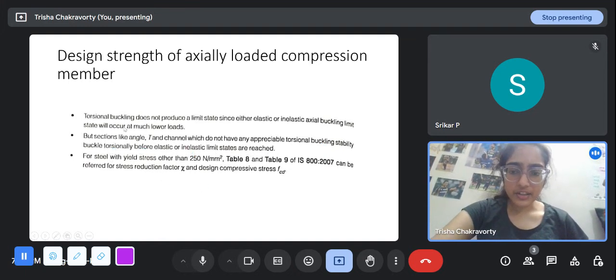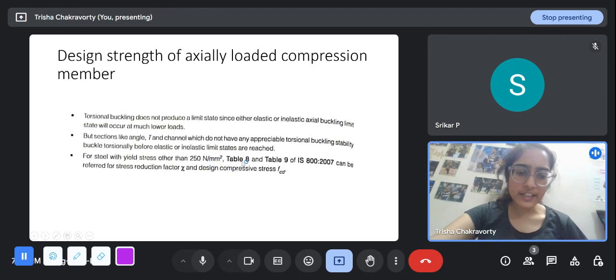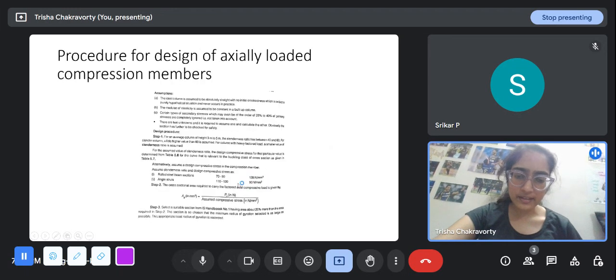And this is what we are working with for an axially loaded compression member. For steel with yield stress other than 250 Newton per millimeter square, Tables 8 and 9 of IS 800:2007 can be referred for stress reduction factor and design compressive stress. This is a procedure for design of axially loaded compression members.